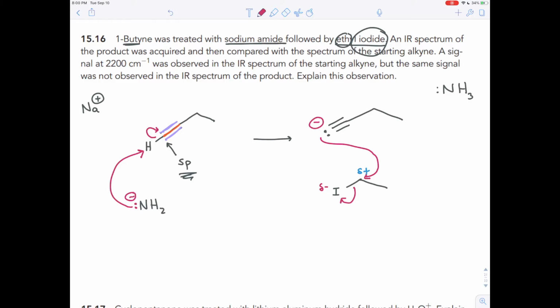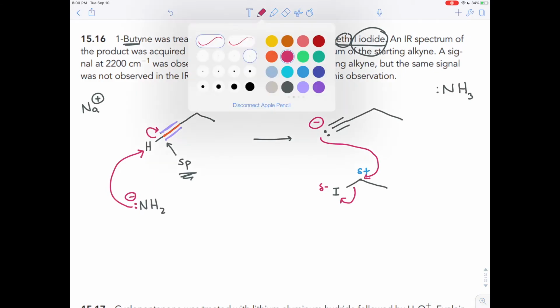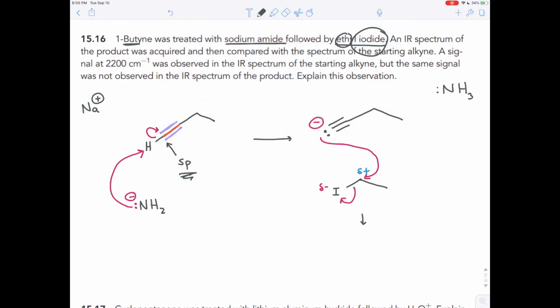So the iodine kicks off. This right here is an SN2 reaction because you have the nucleophile coming in and the leaving group leaving at the same time, two things happening at the same time, resulting in the substitution of one with the other, of one molecule with another. So SN2, substitution.